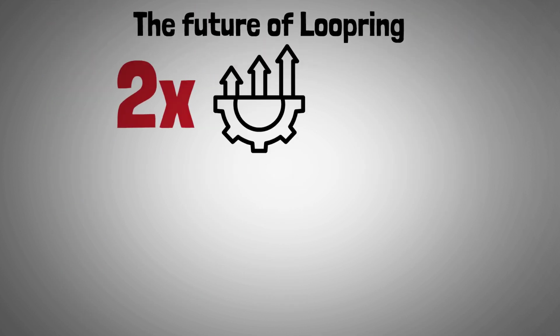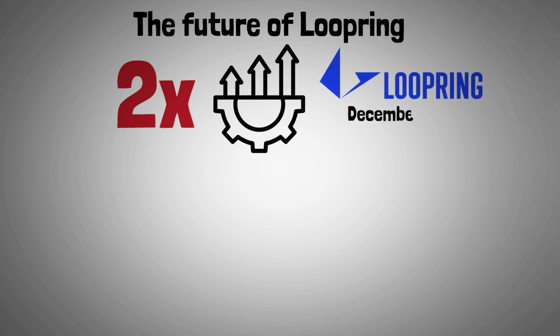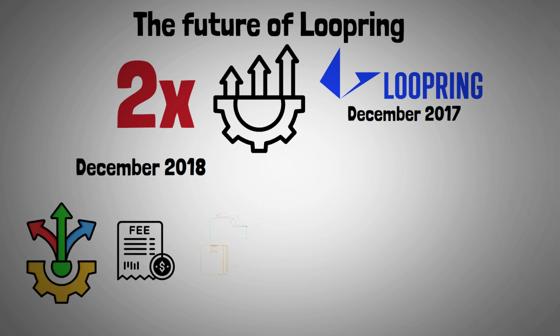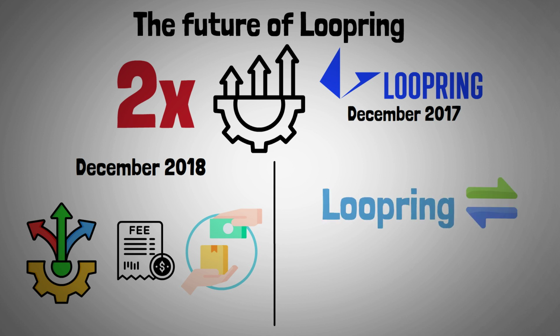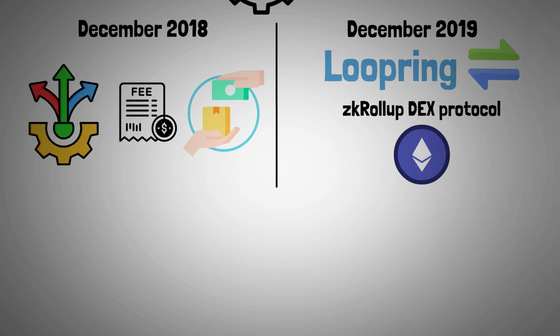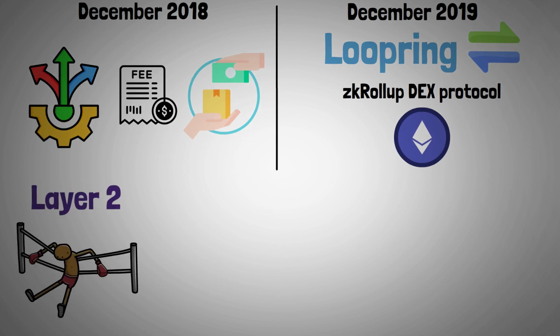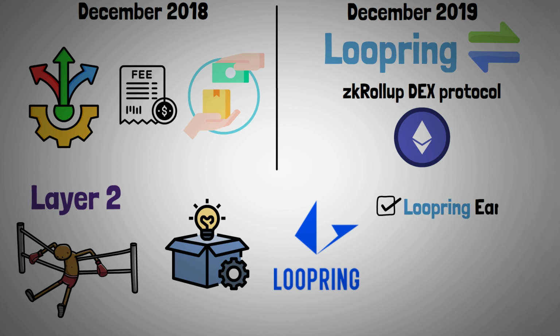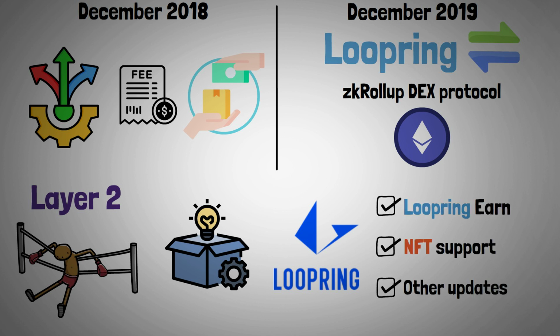2 major upgrades have been made to Loopring since its debut in December 2017. One from December 2018 is concentrated on more flexible orders, new fee models, and improved trade settlement. The other was the introduction of Loopring Exchange, the first significant zk-Rollup decentralized exchange protocol on Ethereum in December 2019. As the Layer 2 market grows more competitive, additional updates and feature rollouts can be anticipated. In future, Loopring promises exciting new developments such as Loopring Earn, NFT support, and other product updates.